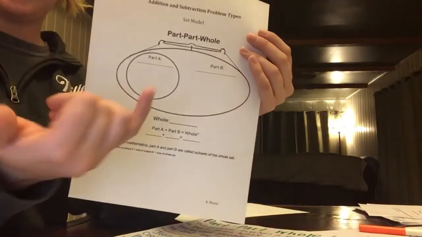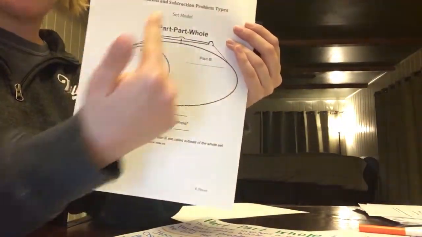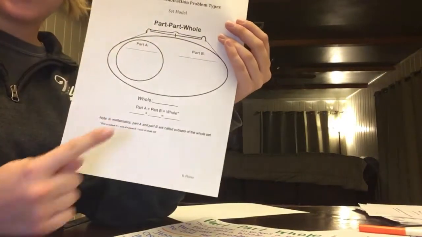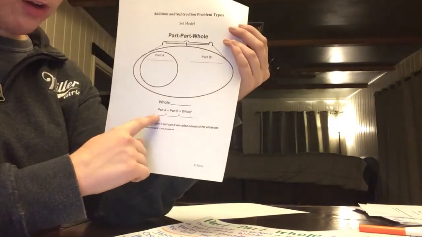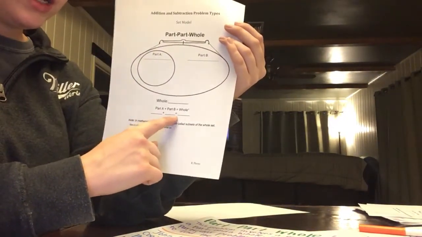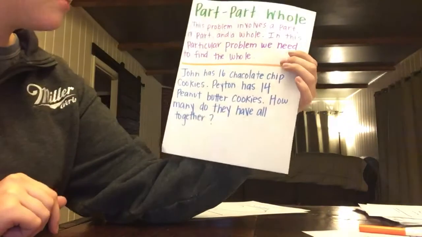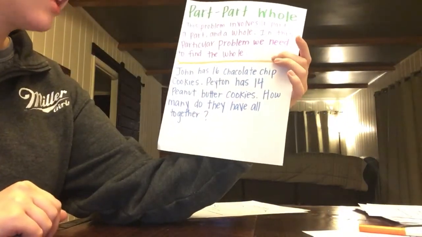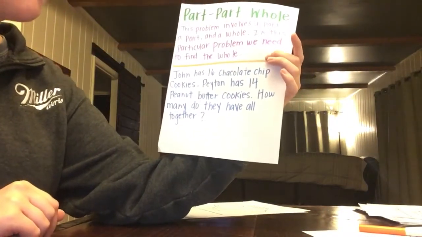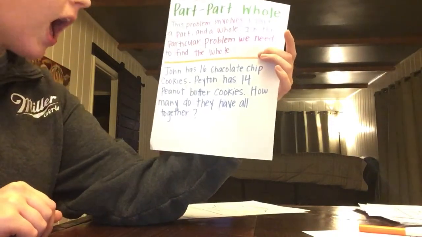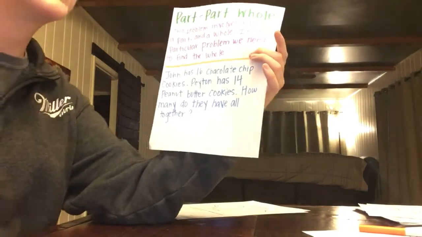Here is the set model that we are going to be using today. You can see you have part A, part B, and then you have the whole. You can also see down here that you have part A plus part B equals whatever the whole is. Now let me go over the problem, which is John has 16 chocolate chip cookies. Peyton has 14 peanut butter cookies. How many do they have all together?